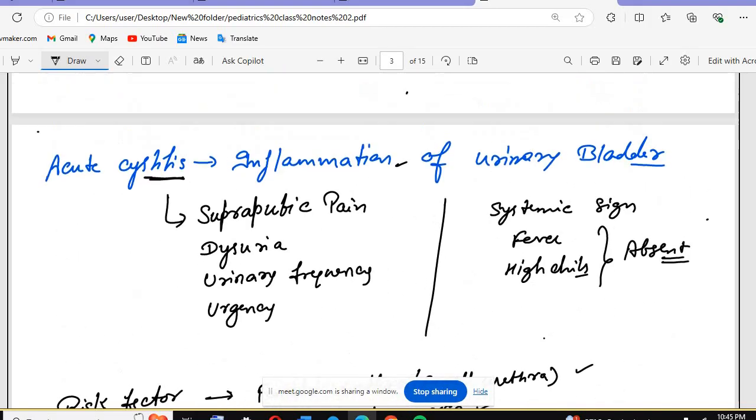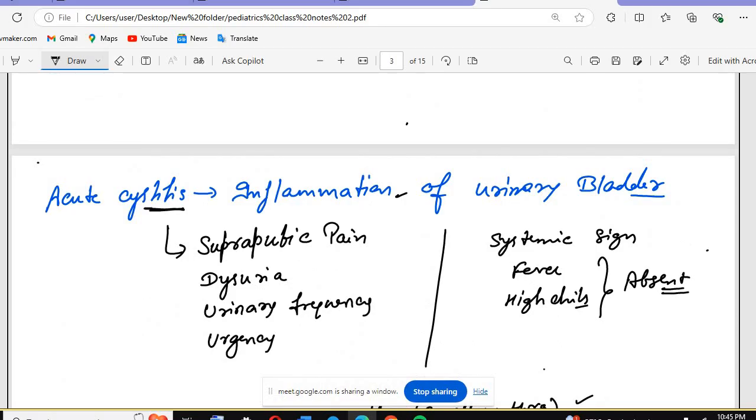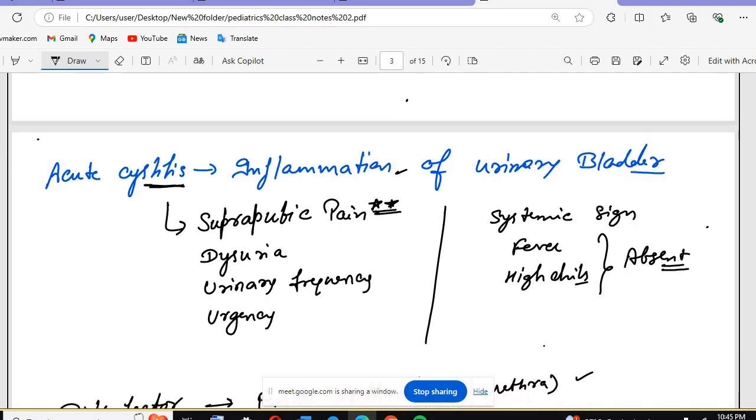So this is acute cystitis, inflammation of the urinary bladder. You are going to see a very important feature, that is suprapubic pain. Suprapubic pain is a very important keyword for your Pro 2 exam. After that you see urinary frequency would be high. There will be urgency, the patient will feel the urgency, and systemic signs like fever and chills will be absent.